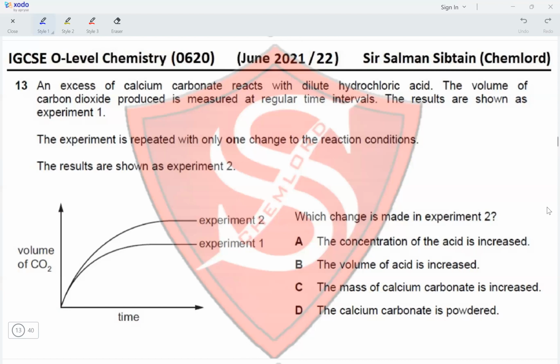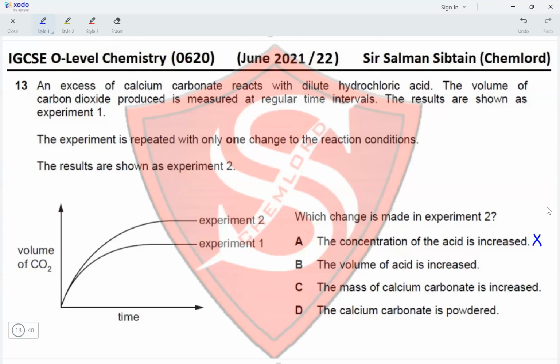The concentration of acid is increased. An excess of calcium carbonate is reacted. So if an excess of calcium carbonate is reacted, that means it does not depend on calcium carbonate, but it depends on how much acid is used. If the concentration of acid would increase, then the time taken to produce the gas would be lesser, and there has been no change in time in the beginning. So this is not how we achieve the results of experiment 2.